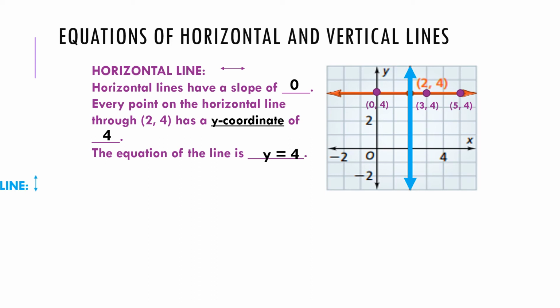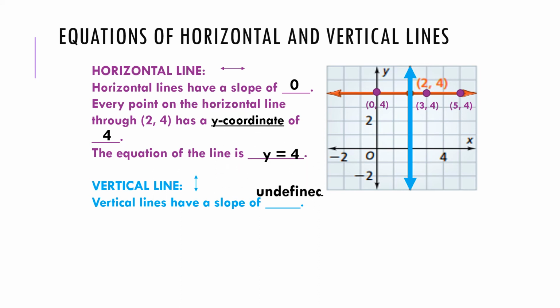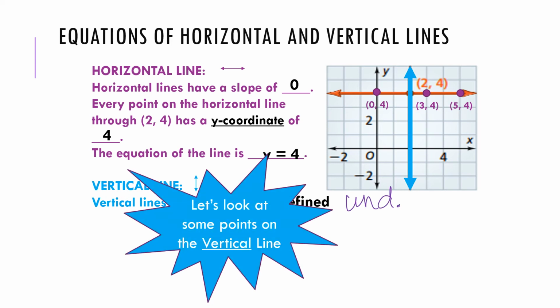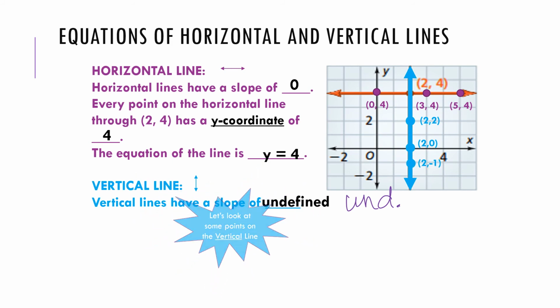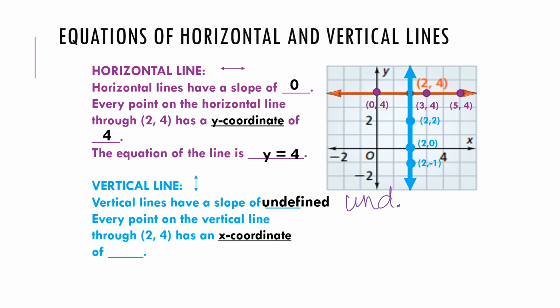For my vertical line, that's my blue one, they always have a slope of undefined, okay? And again, you can abbreviate that as UND. If I look at the vertical line, I have (2, 4), (2, 2), (2, 0), (2, -1).